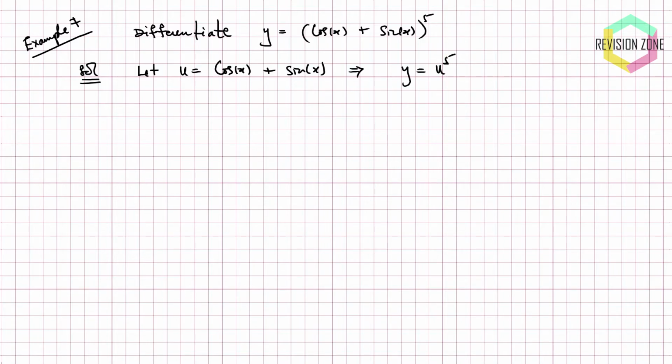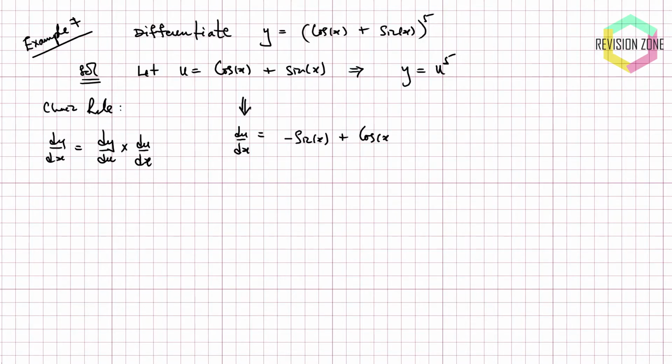Okay? So the chain rule would tell me that actually dy by dx is dy by du times du by dx. So I need to work out from my u what du by dx is. Well, I can just differentiate each term here. So the cos is going to differentiate to give me minus sine x, and the sine is going to differentiate to give me cos x. So I'm going to say plus cos x.